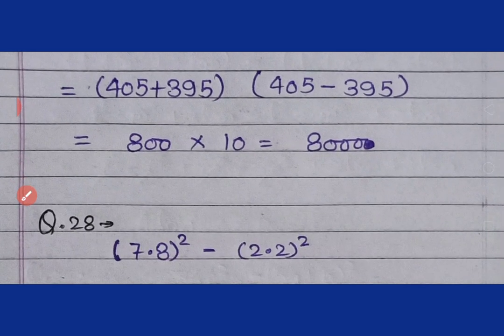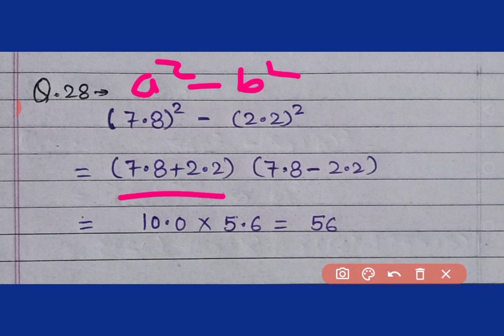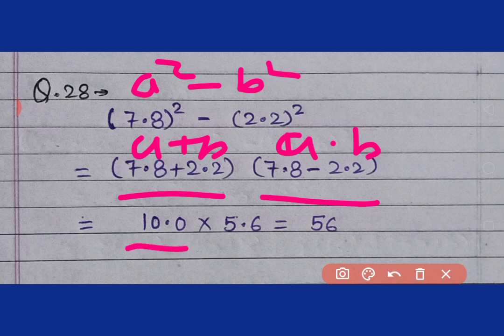And the last question of this exercise, it has given 7.8 square minus 2.2 square. Now it is in the form of a square minus b square. So we can write here (a plus b) and (a minus b). This is a plus b and this is a minus b. After the addition, 7.8 plus 2.2, we get the answer 10, and the subtraction of 2.2 from 7.8 gives the answer 5.6. So 5.6 multiplied with 10, then its answer will be 56. So now your exercise is over.